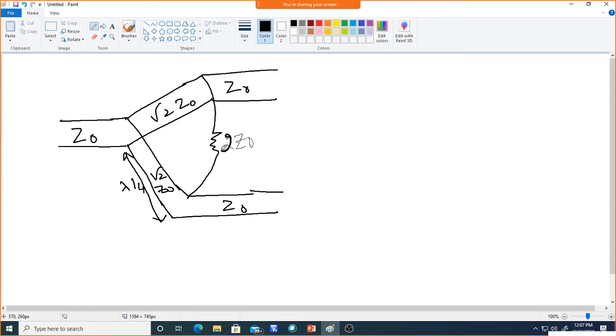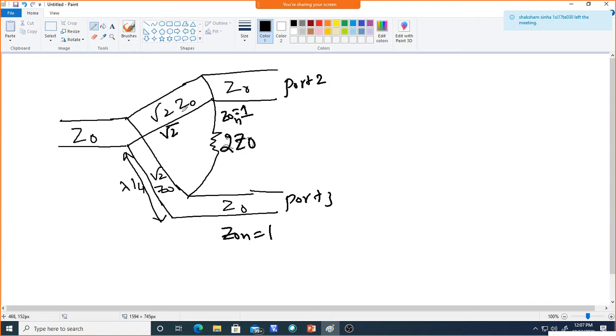So the first step is to normalize all these things. If you normalize this, the impedance at port 2 and port 3 becomes 1, that is Z0 by Z0, so the normalized value Z0 n becomes 1. Here also the normalized value becomes 1, and here it becomes root 2. If you normalize this value, it becomes root 2, so we will take it as Z, and we will prove this Z as root 2. And here, at port 1, the normalized value is 1.